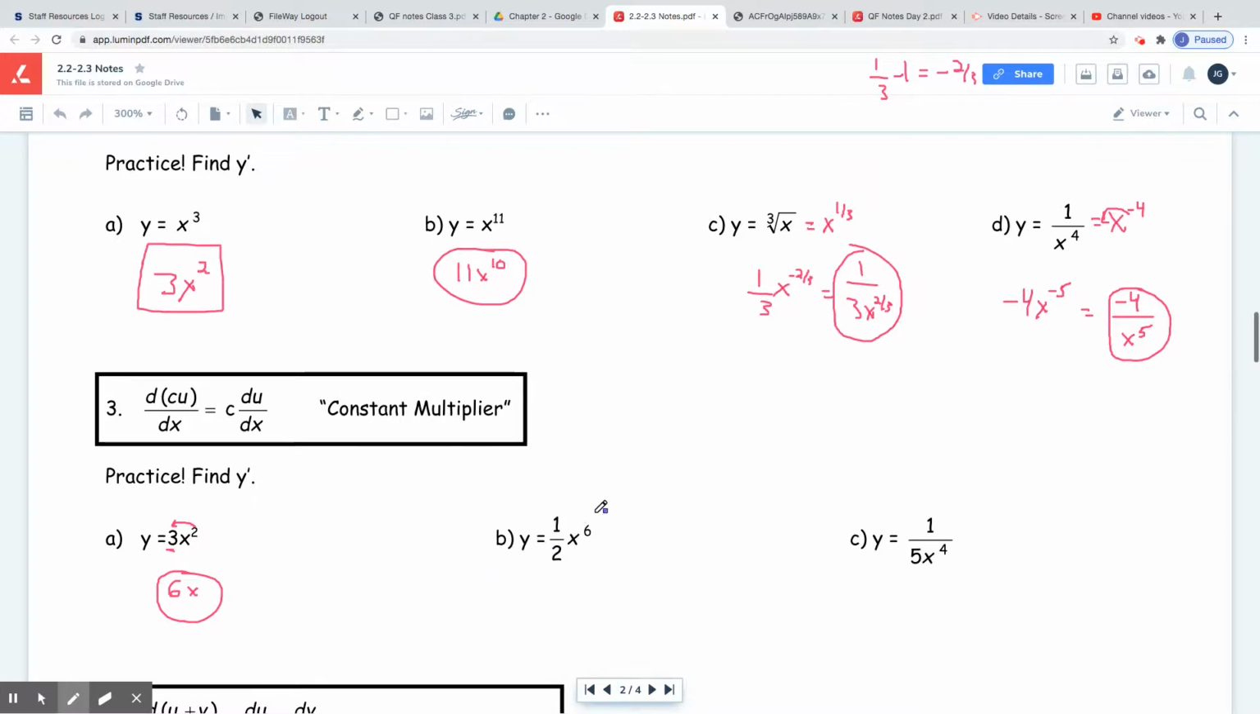All right. For B, you move 6 out front, but there's a half. 6 times a half is 3. X, take 1 away from 6, is 5. 3x to the 5th is the answer.